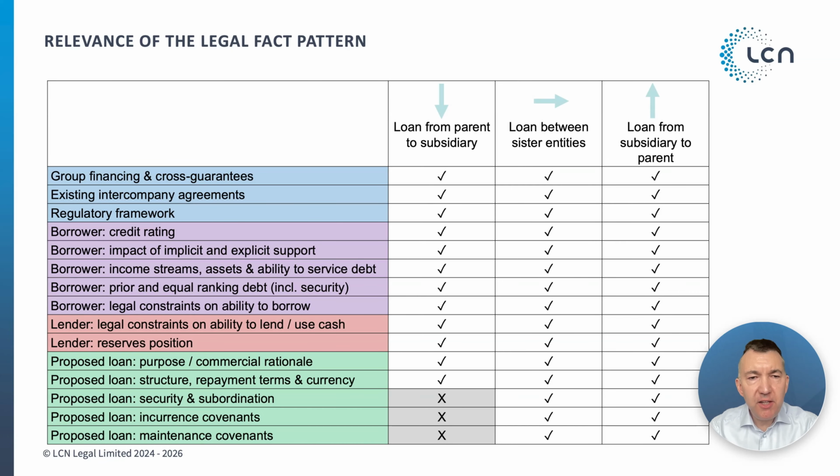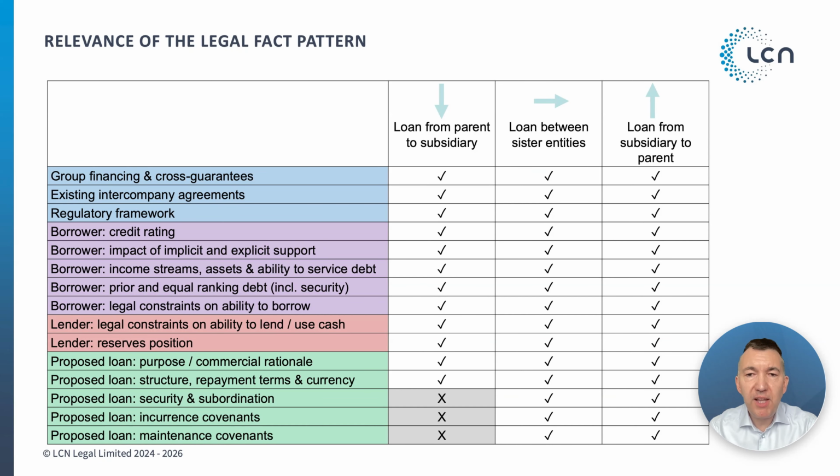Then you come to the purple cluster, aspects of the legal fact pattern affecting or relating to the borrower. So we have credit rating, the impact of implicit and explicit support, the borrower's actual income streams, its assets, and its ability to service the debt, prior and equal ranking debt, including security, and legal constraints on the ability to borrow. Those factors, again, will always be relevant irrespective of the relationship between lender and borrower.